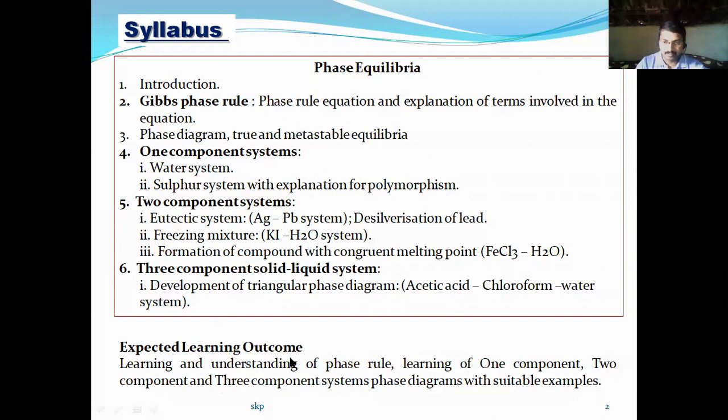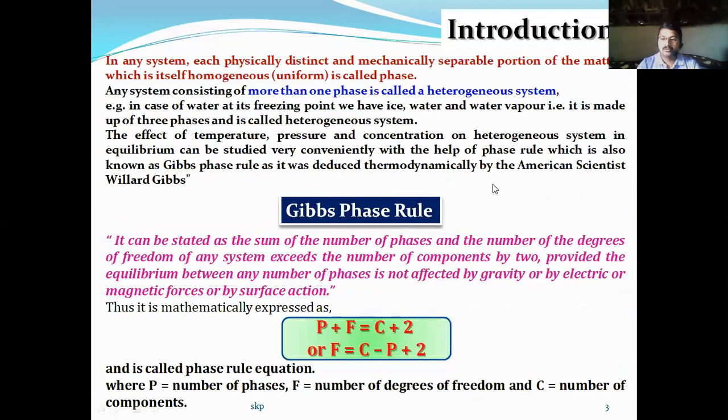What is expected from this topic is understanding of phase rules, learning of one component, two component and three component systems, and respectively their phase diagrams of different systems like water system, sulfur, then eutectic systems, with suitable examples. So first we will see what is phase diagram or what is phase rule, why it is required.